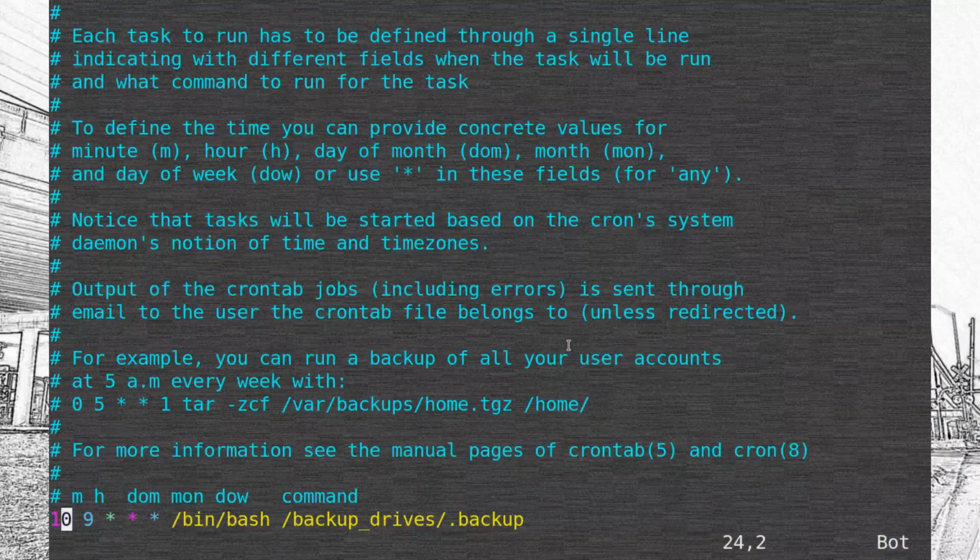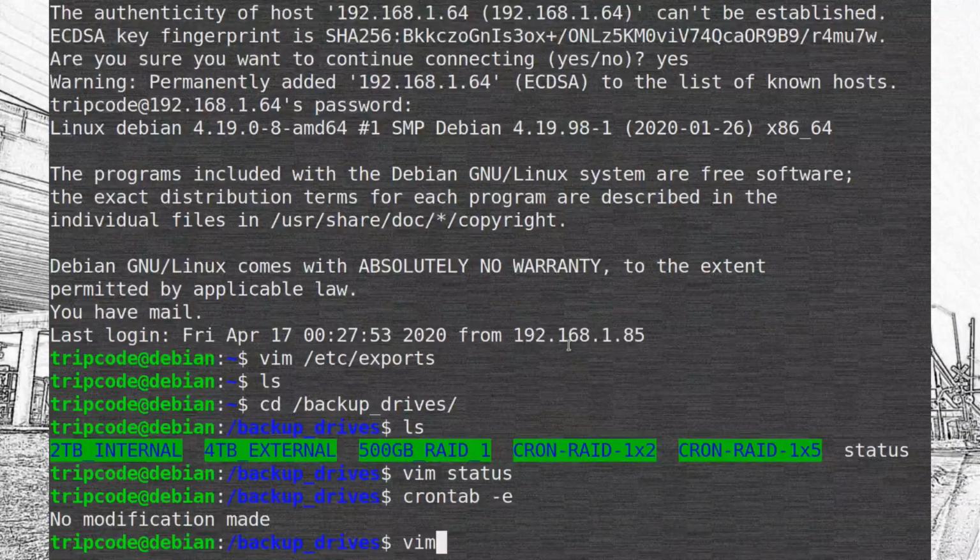So 10 and 9 here just mean 9:10 in the morning, and you can leave blanks or asterisks if you don't have anything to specify for that. And /bin/bash is the shell, I guess we're not using dash or Korn shell. Then backup drives, and then the actual script, which is called .backup. So if we vim .backup, we'll actually see our little cron job script.